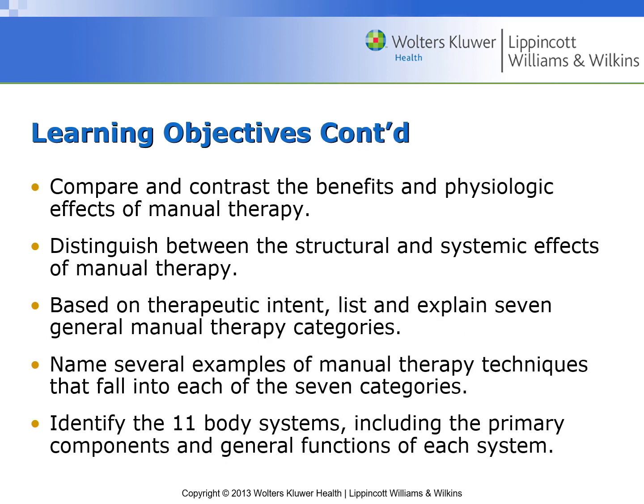We will compare and contrast the benefits and physiologic effects of manual therapy. We will distinguish between the structural and systemic effects of manual therapy. Based on therapeutic intent, we'll be able to list and explain 7 general manual therapy categories. We will name several examples of manual therapy techniques that fall into each of the 7 categories. We will identify 11 body systems, including the primary components and general functions of each system.